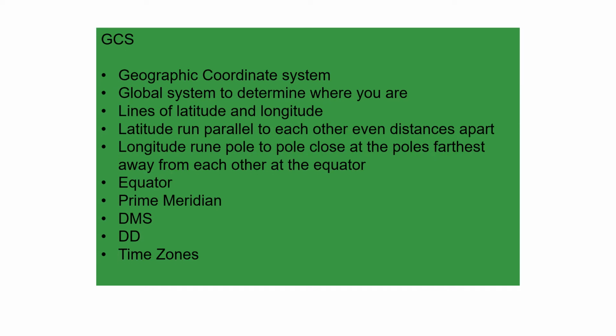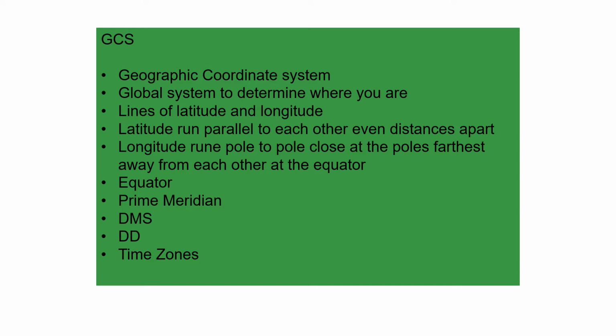Geographic coordinate systems. It's basically a global system designed to tell you where you are. It works in lines of latitude and longitude. Latitudes run parallel to each other. They're even distances apart. Longitudes run pole to pole. They're closer at the poles and they're furthest away from one another at the equator. The equator is sort of that middle line.